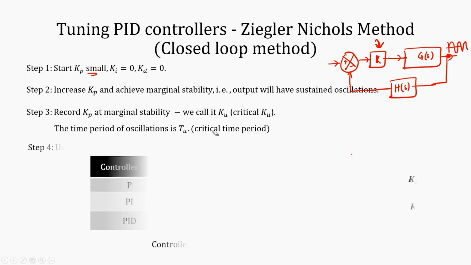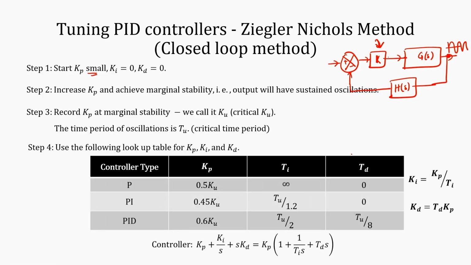Once you have the value of Ku and Tu, this is again a lookup table of this form. You can come up with the P, PI, PID values, and this will be the lookup table, and you can see that everything depends on the value of Ku and Tu.